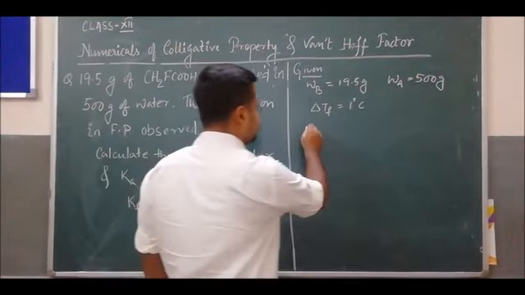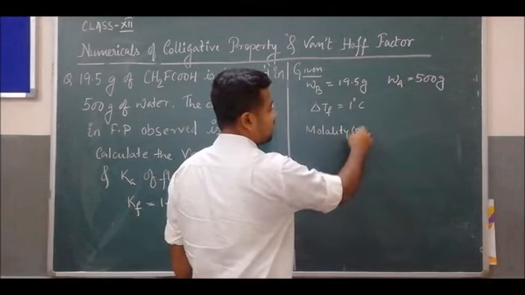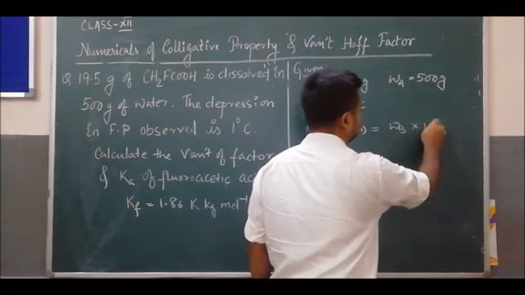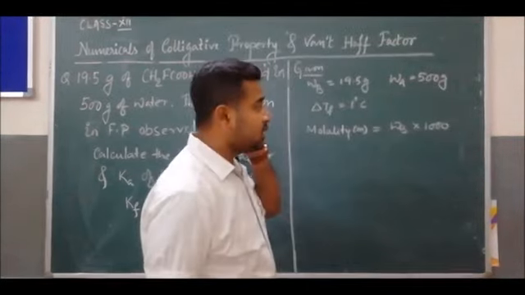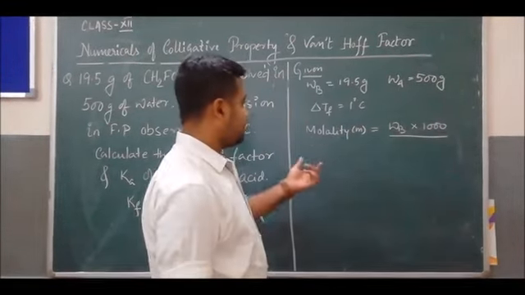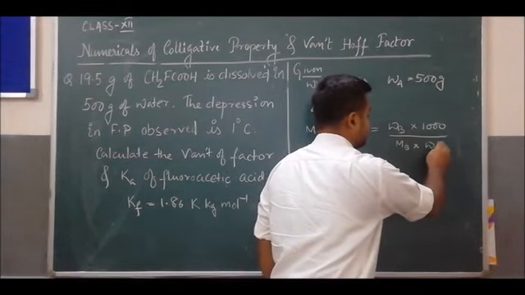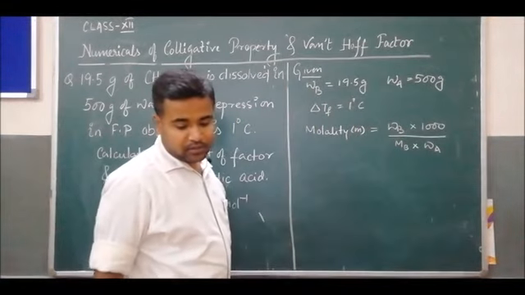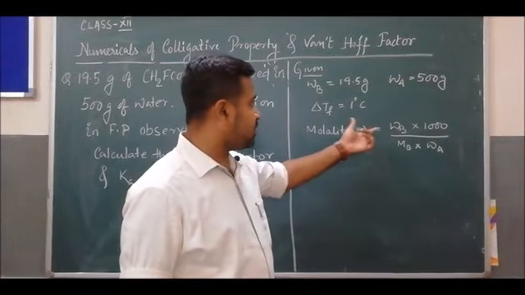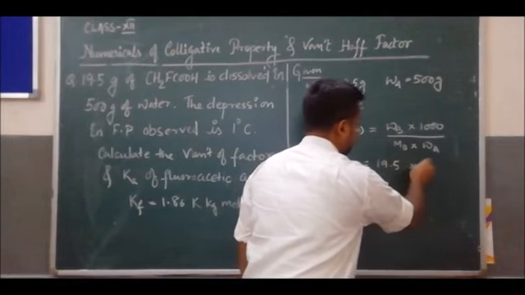So molality, small m, equals what? WB into 1000 by MB into WA. Clear? So what will be the value of WB? WB value is 19.5, so 19.5 into 1000.